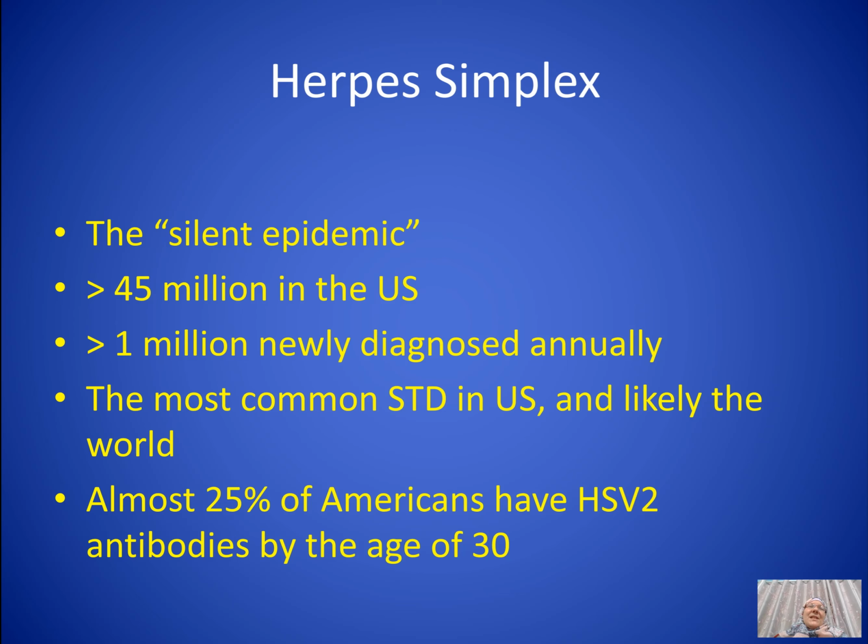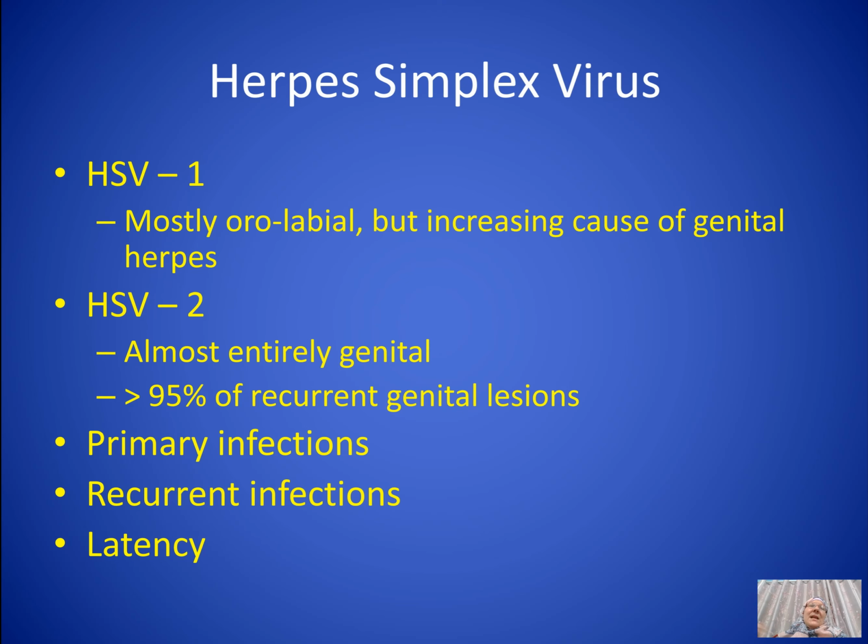It is also called the silent epidemic in the USA. It's very common in the USA, and is supposed to be one of the most common sexually transmitted infections in the USA. It is, of course, caused by the herpes simplex virus. We have two types. We have type 1 and type 2.